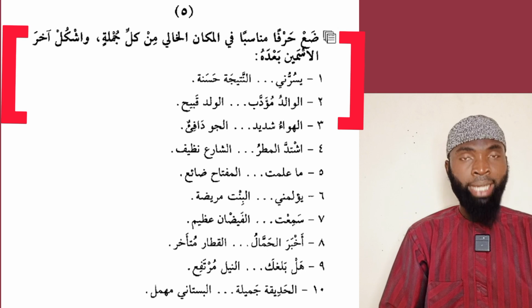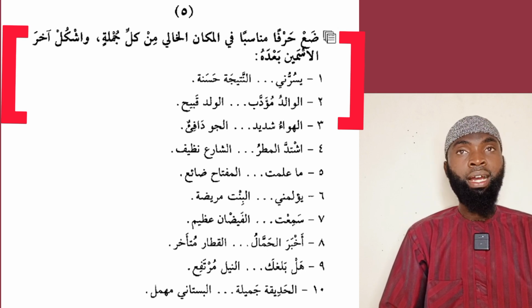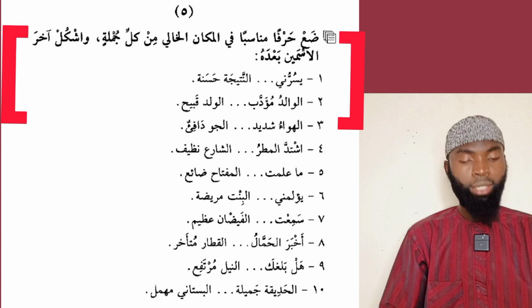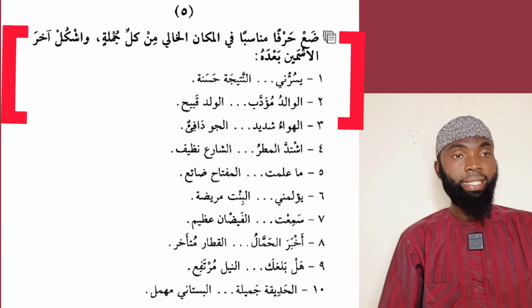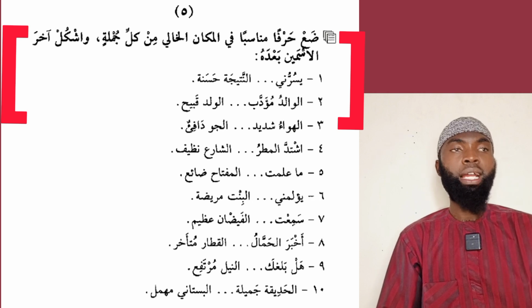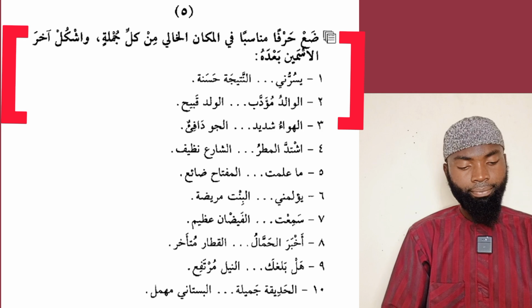Number two, we have al-walidu mu'addibun dash al-walada qabihun. The father is polite dash the boy is ugly. What do we say? Al-walidu mu'addibun lakin al-walada qabihun. The father is a trainer. The father is polite. He trains someone, but the boy is ugly. He's bad. He's a bad boy.